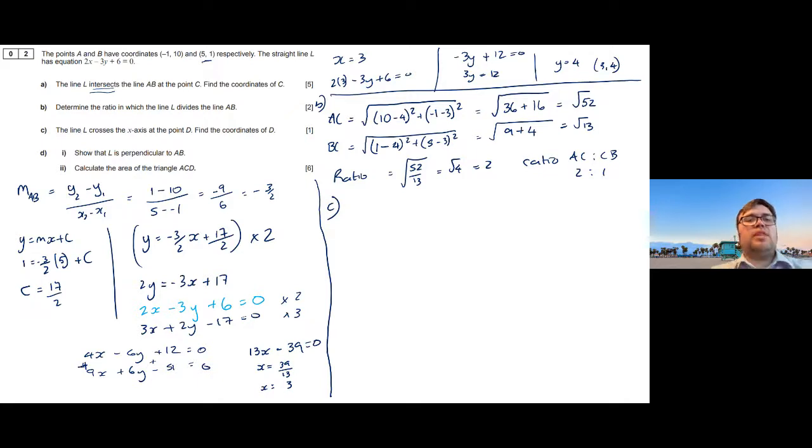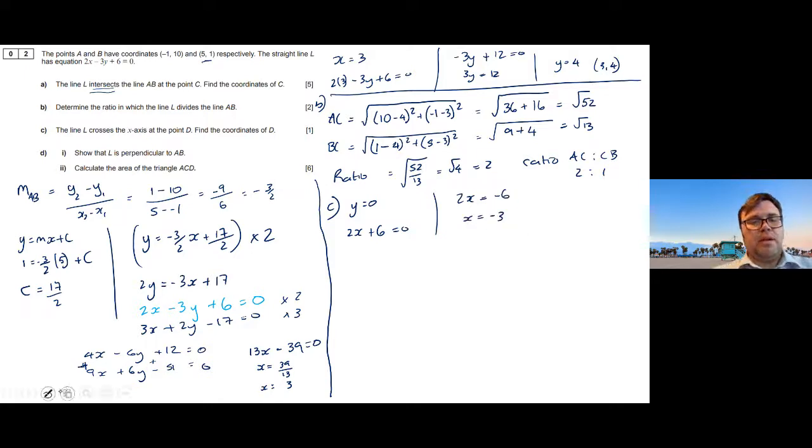Part C, the line crosses the x-axis at point D. Find the coordinates of D. So the line L crosses the x-axis. If it crosses the x-axis, then y must equal 0. So I just substitute y equal to 0 into here. So I get 2x plus 6 is equal to 0. 2x equals minus 6. x equals minus 3.